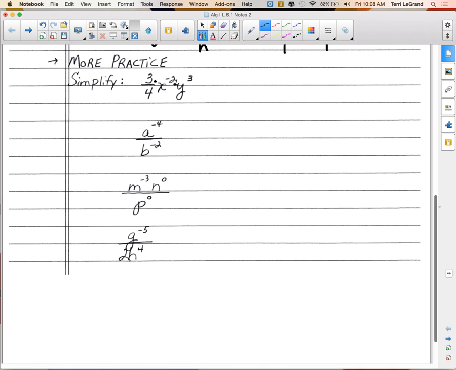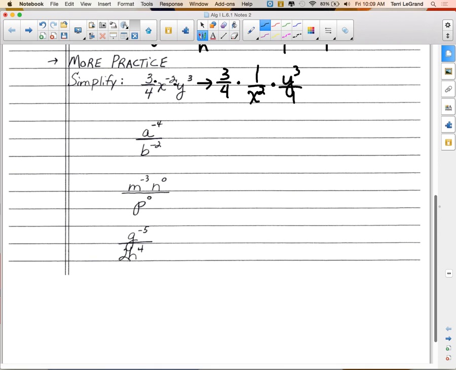So remember, now we go along and we say, is there any simplifying I need to do? Does 3/4 need to be simplified? No. So we'll leave it 3/4. Does x to the -2 power need to be simplified? Yes, it's to a negative power, so 1 over x squared. Does y to the 3rd power need to be simplified? No. Why not? It's not being taken to a negative power, so leave it alone. Don't mess with it. Just like we didn't mess with the 3/4, no need to mess with the y to the 3rd.